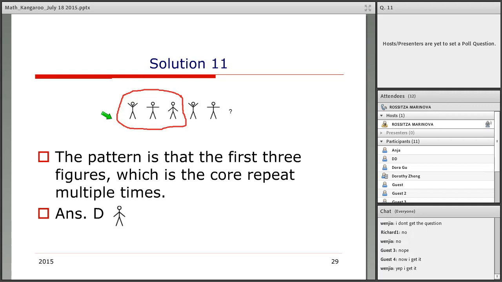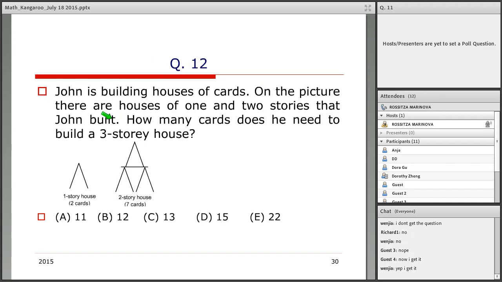So this was pretty easy, okay? I'm sure everybody understood this. Let's move on to the next question.